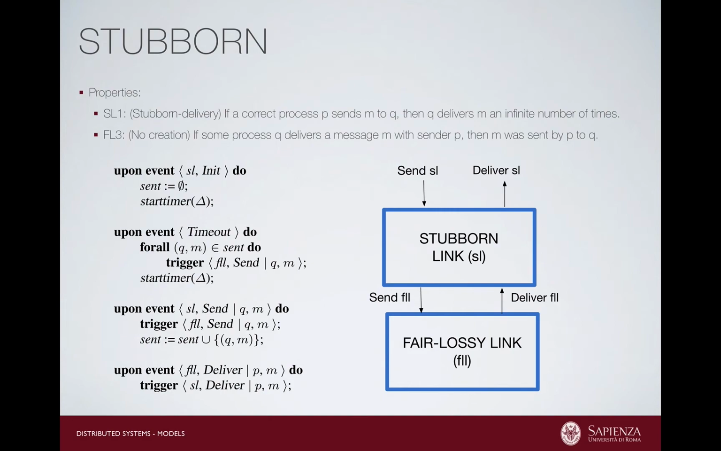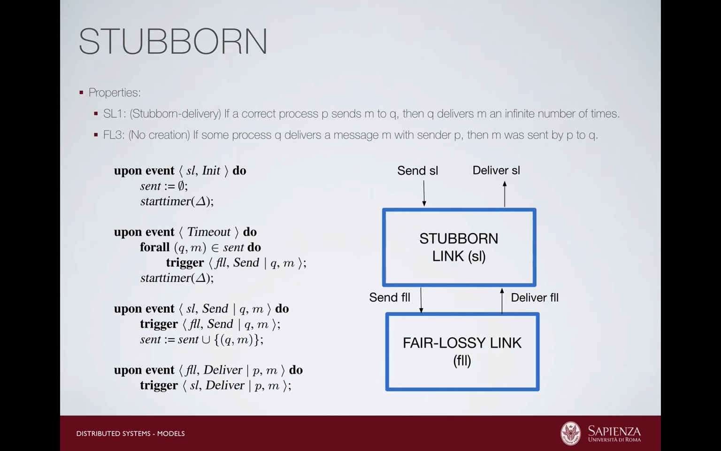So we have the stubborn link, and the stubborn link takes as input an event that is send SL, where SL means stubborn link, and it gives to the upper layer deliver SL when it has something to give up, that is a message. And for the fair lossy link, we have an event send FLL, that is send fair lossy, and an event deliver FLL. We add SL and FLL just to distinguish when one event is directed to stubborn or to fair lossy.